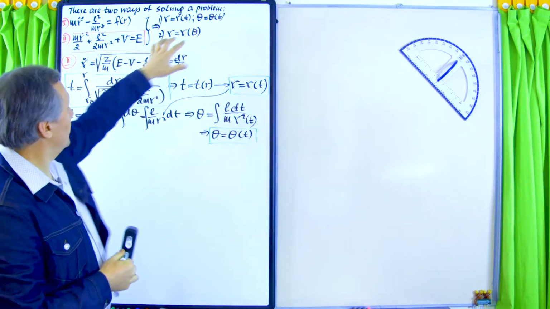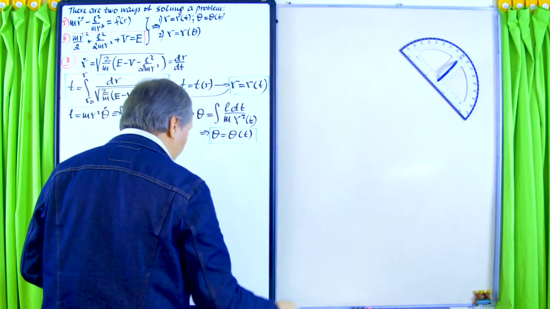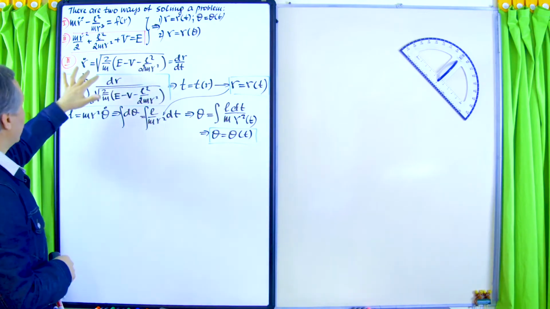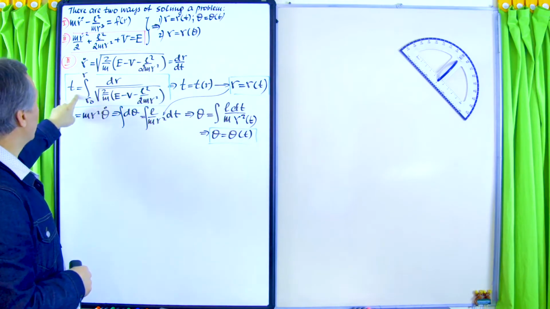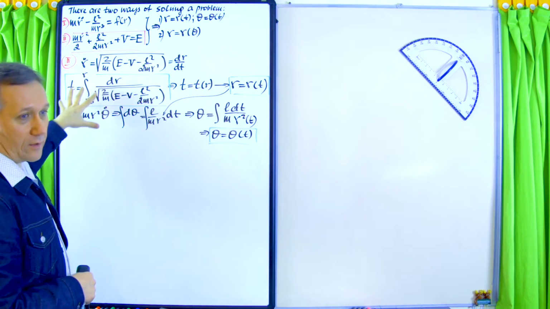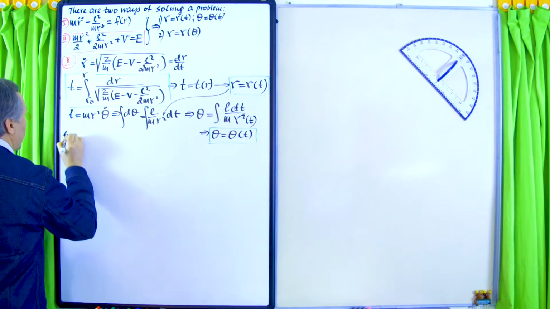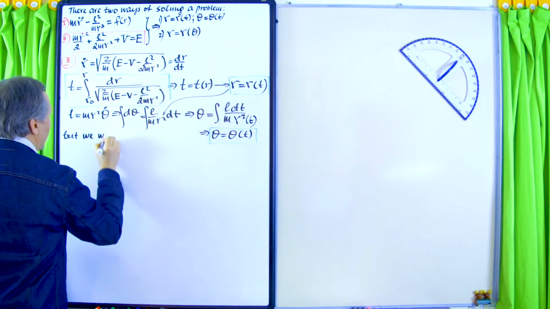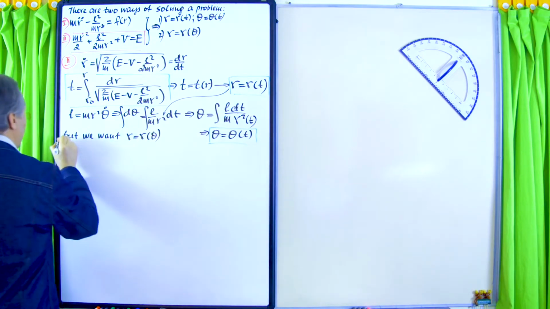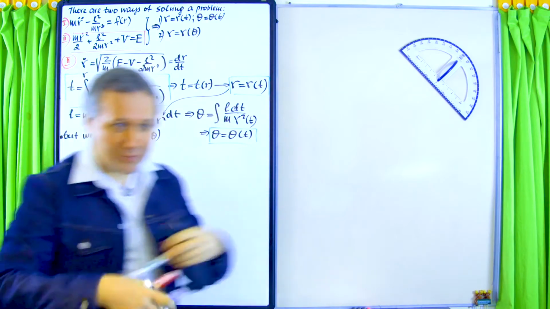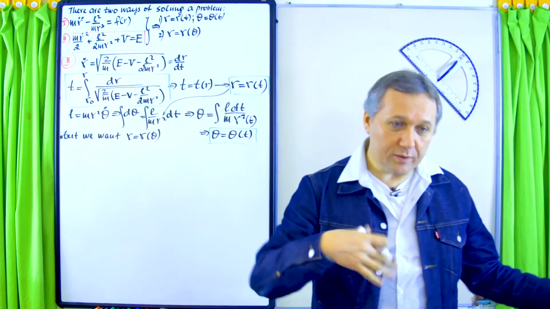But as I said, we are interested in this. So it means that we need to rewrite this integral. I will probably do it from this point, writing it in a differential form. We want r as a function of theta, so our integral must be rewritten. We need to get rid of time and insert theta.